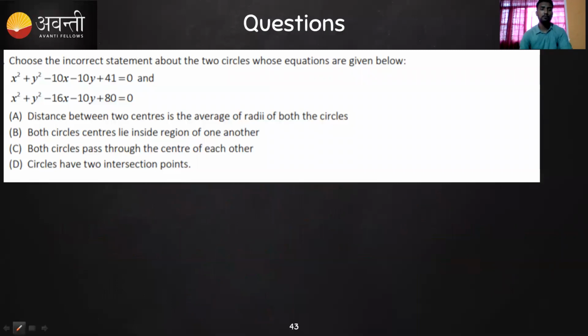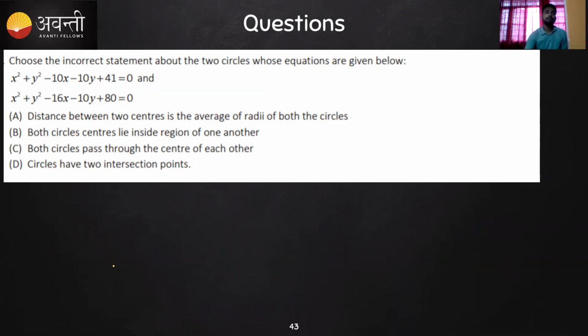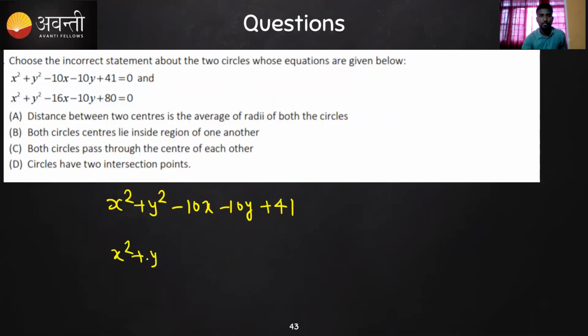Okay, now quickly moving to the next question. So this is the question here. It is saying we are given 2 circles and we have to find the incorrect statement out of these 4. You can see x square plus y square minus 10x minus 10y plus 41, and here again it is giving this other equation. Okay, so this value.